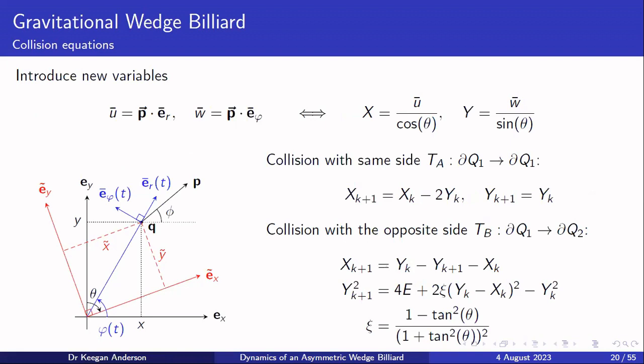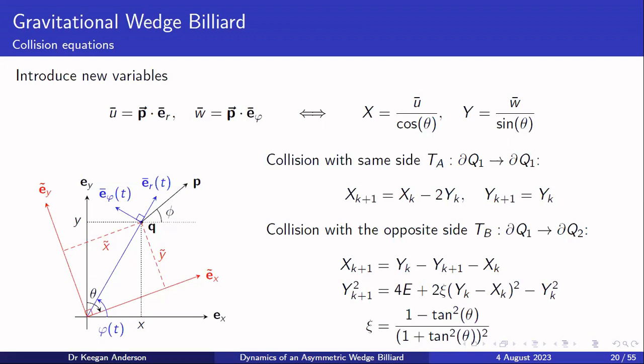You can show that the dynamics are known between collisions because the particle is going to follow a parabolic path. So the interesting part of this billiard is the collisions itself. And you can derive two collision equations. The first one is where you would have a collision on the same side.